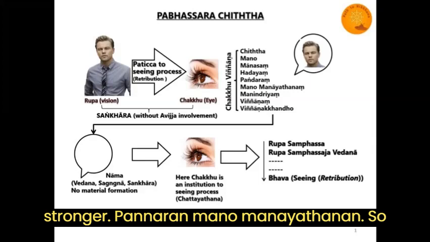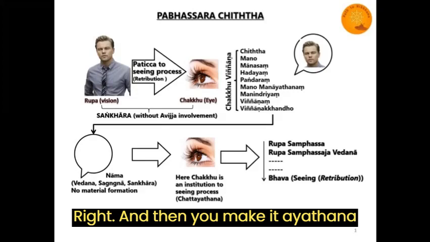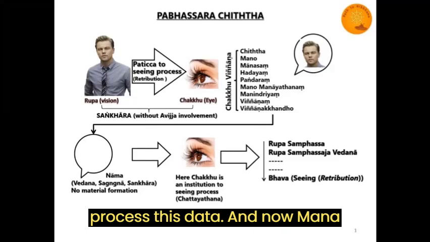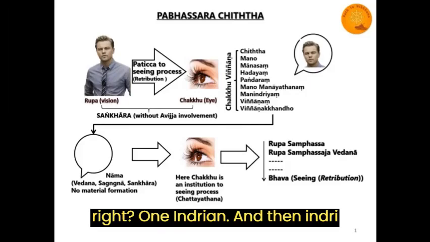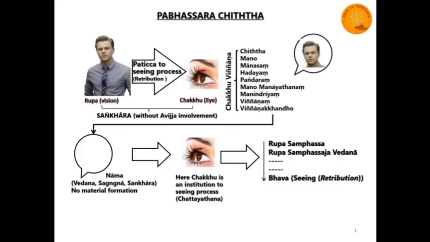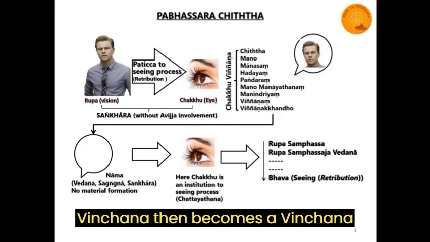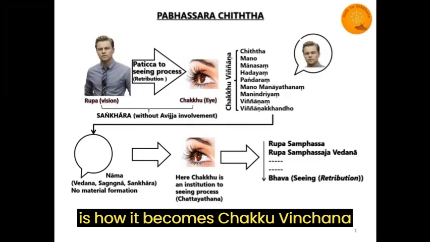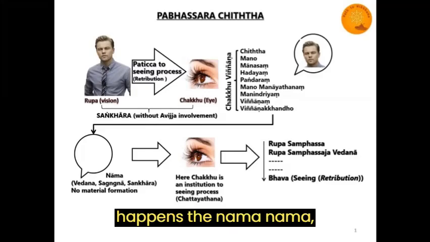Pandaram, mano, manayatana. So now you use the mind, right? And then you make it an ayatana, an institute, to process this data. And now mana indriyan, now it becomes an indriya, right? Indriya is a faculty. And then it becomes vijnana, then the vijnana kanda. So that's how it becomes chakku vijnana, right? That is the process. And then happens the nama.